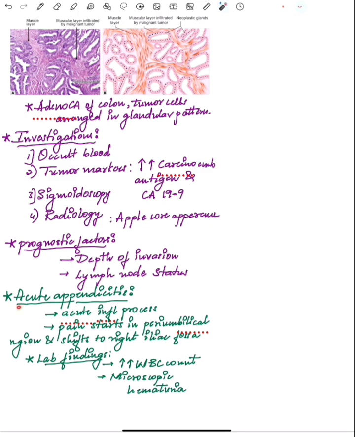The last topic in this part is acute appendicitis. In acute appendicitis, there is an acute inflammatory process. Pain starts in the periumbilical region and shifts to the right iliac fossa. In lab findings, we can see an increase in the WBC count and microscopic hematuria.